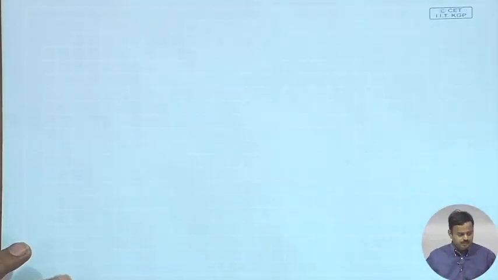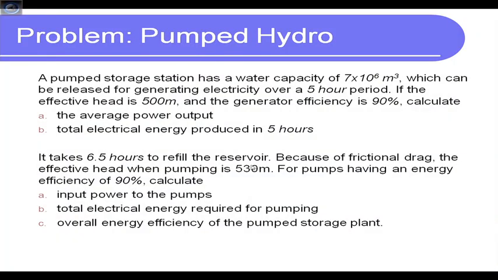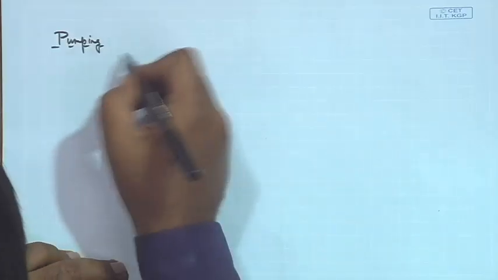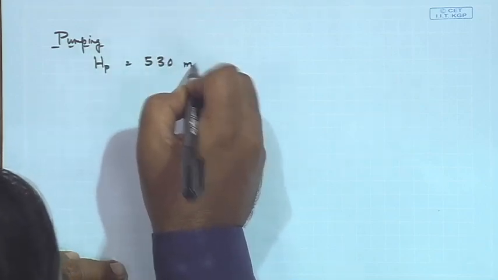What is the next problem? The next part says that it takes 6.5 hours to refill the reservoir, which means during the pumping time. Because of frictional drag, the effective head when pumping is 530 meters, and for pumps having an energy efficiency of 90%, calculate input power to pumps, total electrical energy, the same thing like in turbine, we want to do it for the pumps, and overall energy efficiency of the pump storage plant. Okay. So, for pumping, second part, I will move a little fast now that we know how to do things. So, effective head HP is 530 meters, okay.